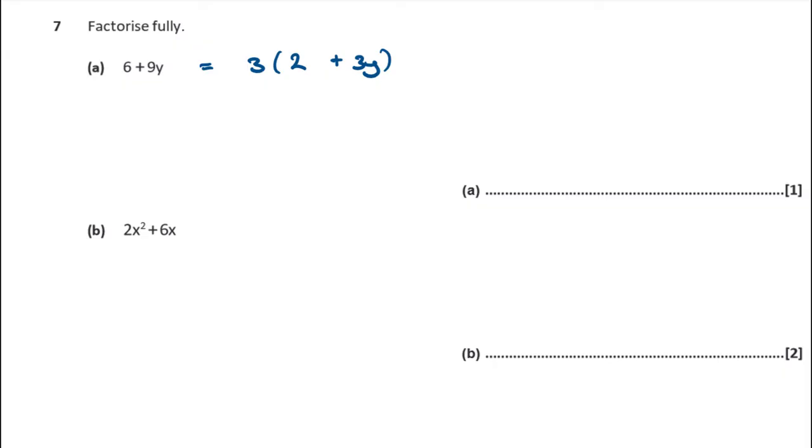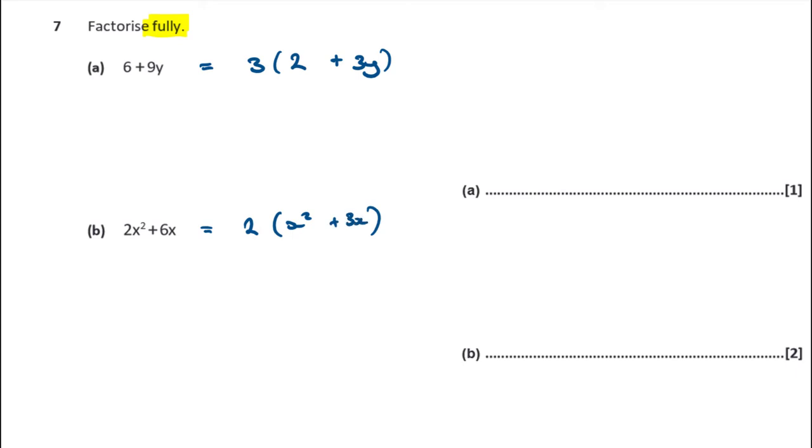Now, normally when questions say factorize fully, it's a bit of a giveaway that at least one of the questions has got more than one common factor. If we have a look at the second one, I've got 2x squared and 6x. Now, if I was going to approach it the same way as the last one, I would say, well, look, 2 goes into both my numbers. I could just take 2 out and write it at the front, and that would give me x squared plus 3x inside the bracket.